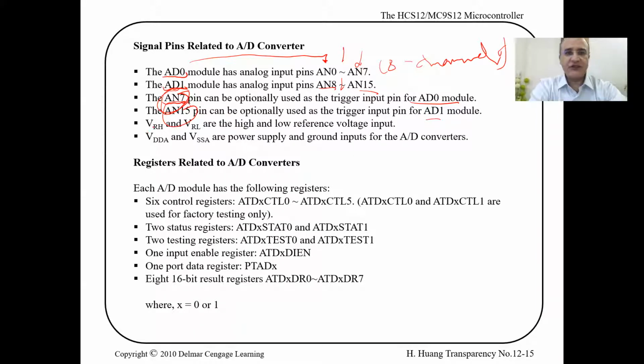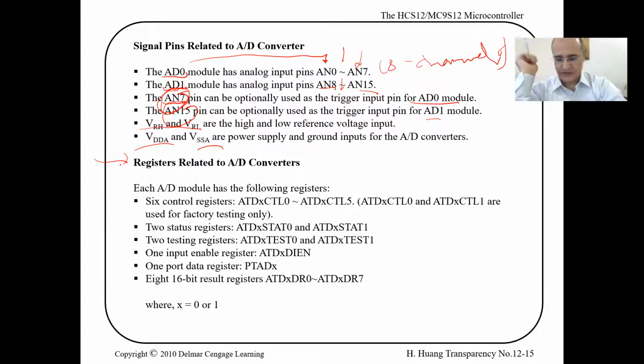So the pin is AN7 in case of AD0, and the pin is AN15 in case of AD1. Voltage reference high and voltage reference low, we can specify them. Usually, they can be the voltage source and ground of the microcontroller. Okay, let's start with the registers that configure our A to D. So in theory, now we know what an A to D is, how it works, how it uses successive approximation to convert voltage, and represent voltage in 8 or 10 bits.